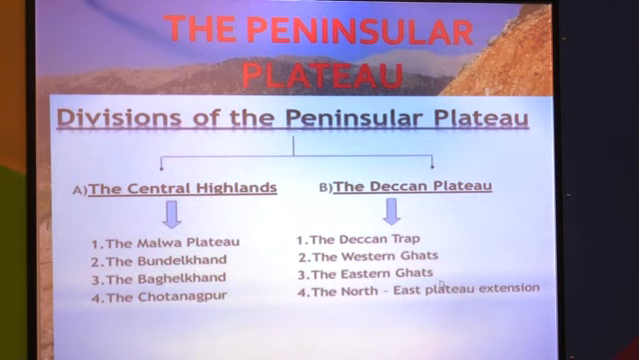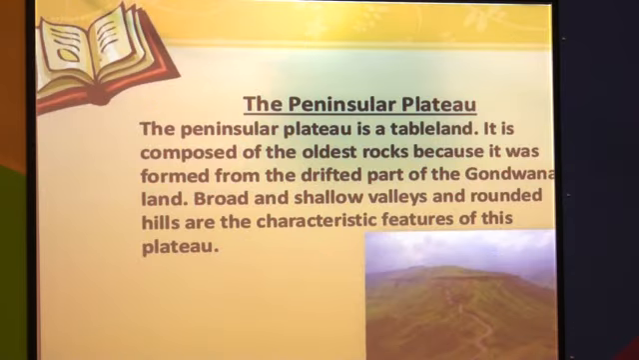And when we come to the southern part, on the Deccan plateau, Deccan Trough, Western Ghat, Eastern Ghat and Northeastern plateau extensions are found on the Deccan plateau area. So students, this peninsular plateau is also called tableland. It is composed of old rocks because it is formed due to the drifted part of Gondwana land.